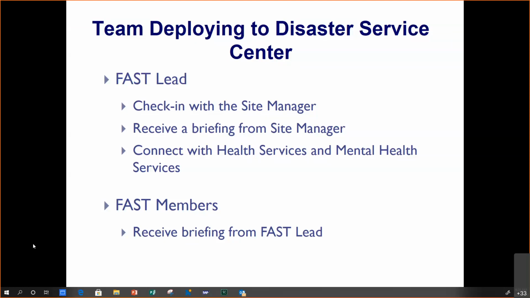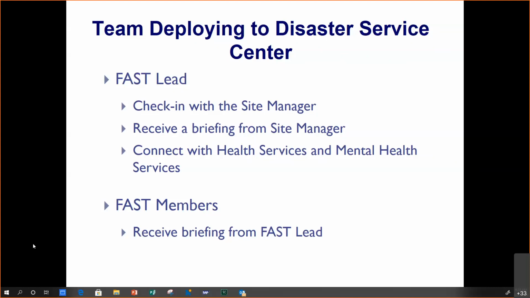And then you also need the health services and mental health services. A lot of times with the big shelters, the county public health or the state public health, more likely the county public health, will have nurses there to do any kind of health services and assessments, as well as mental health.